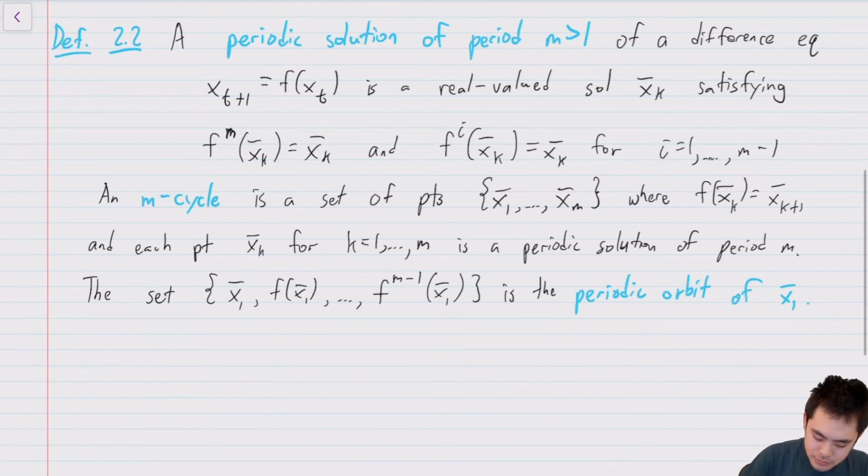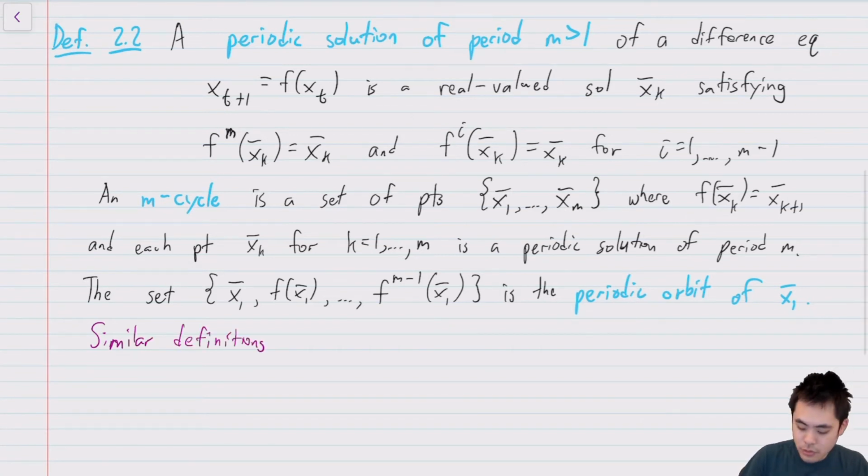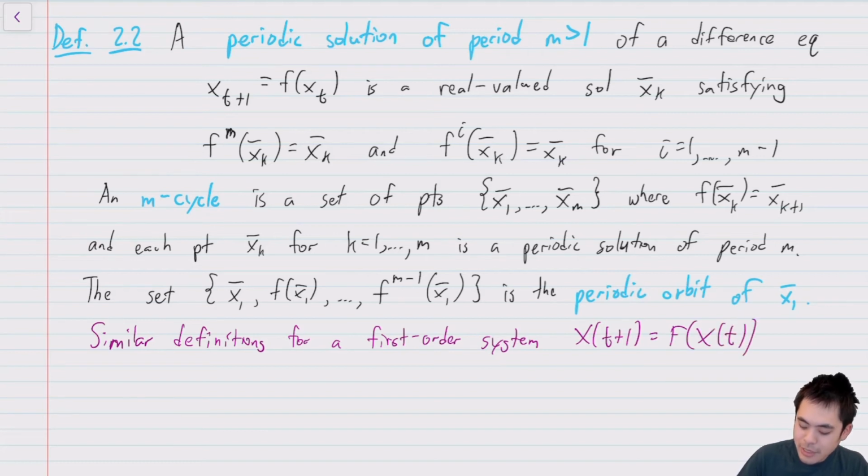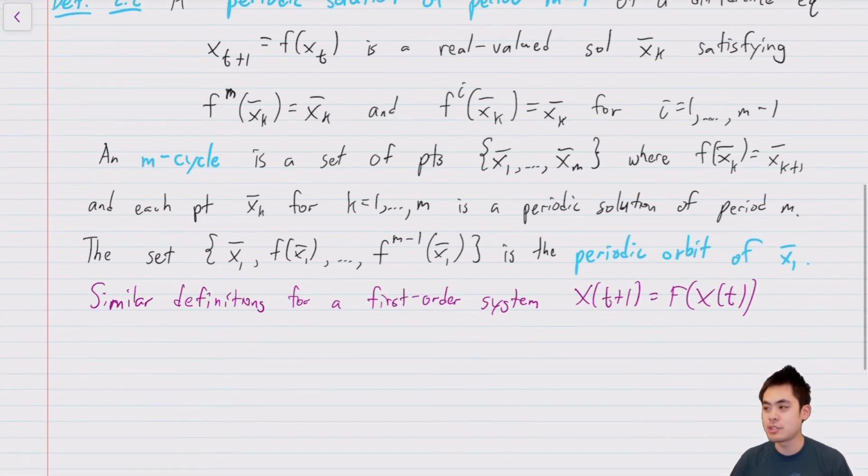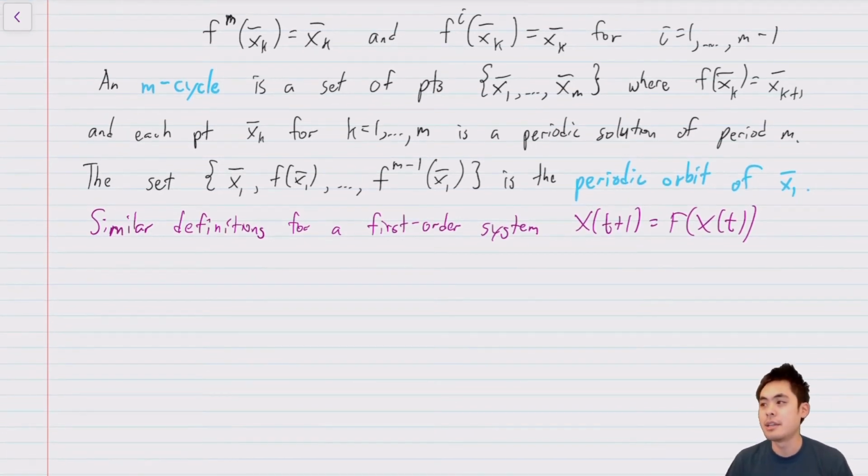And of course, similar definitions for a first order system. X of t plus 1 is equal to f of x of t. I'm not going to write them out. Basically, periodic solutions, m cycles, and periodic orbits have the same definitions, with the only difference being that instead of everything being a single scalar, there are all these vectors, and you're applying some system of difference equations for the time evolution step.